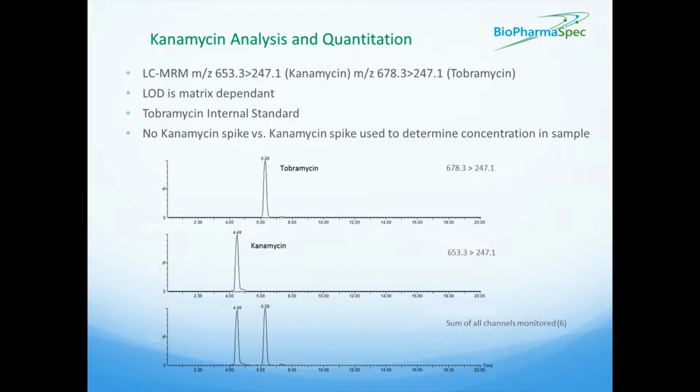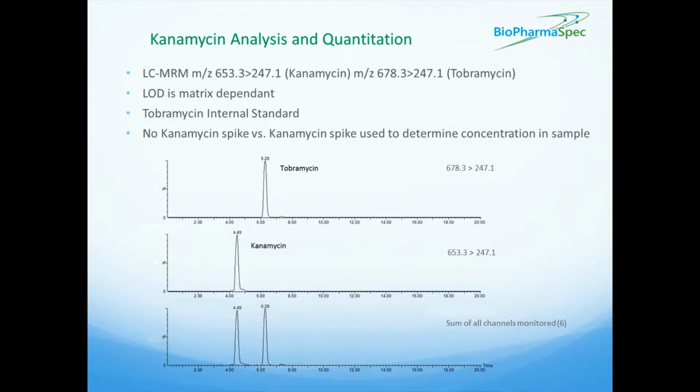Essentially, MRM involves two mass filtering steps with one high-energy fragmentation step in the middle. Using kanamycin as an example of how MRM works, we're going to filter out all the mass signals except for the known intact kanamycin mass-to-charge signal of 653.3. Once we've isolated just that signal, we're going to apply high energy and blow that signal up into a bunch of fragment ions. Finally, all of these fragment ions are going to be filtered down to only include the signal for mass-to-charge 247.1. And this 247.1 signal is ultimately the marker ion that we use to detect kanamycin and measure the amount of kanamycin present.